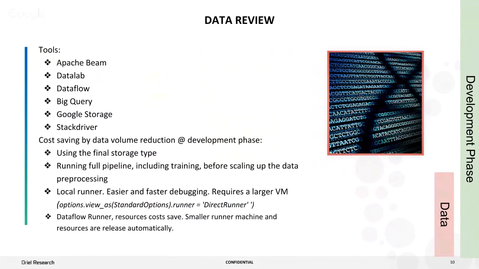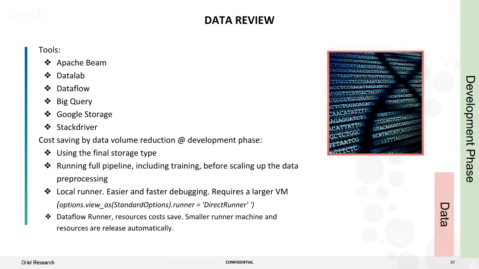So when OrielResearch is pre-processing genomic data, we're using Apache Beam, Datalab, which is Google's Jupyter. Dataflow is our runner. BigQuery, data storage. Google Storage, also blob storage. Stackdriver is the logging environment that Google is offering, which is awesome.